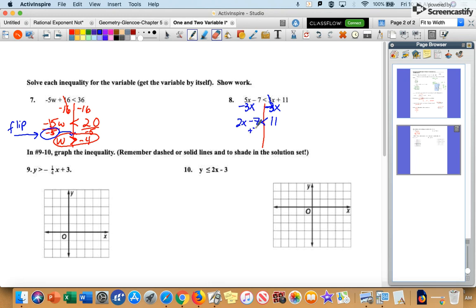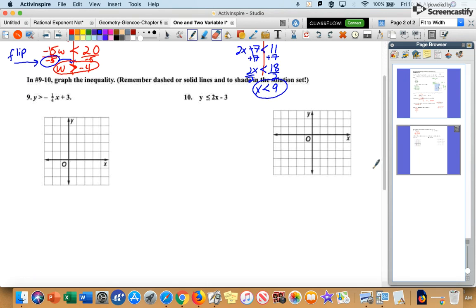Next thing that we will undo is that subtracting of 7. The opposite is to add 7. So we'll add 7 to both sides. 2x is less than 18 then. 11 plus 7 is 18. And then this is 2 times x. The opposite of multiplying to undo it would be to divide. So we have x is less than 9. For our solution, again, we don't have to graph that one, so we'll just leave it as x is less than 9.